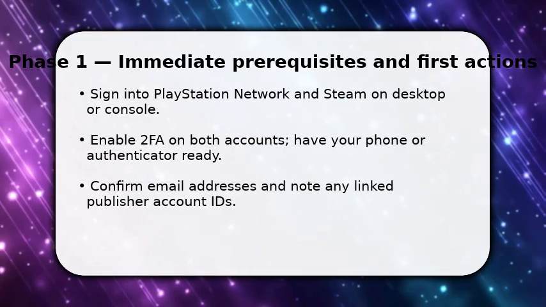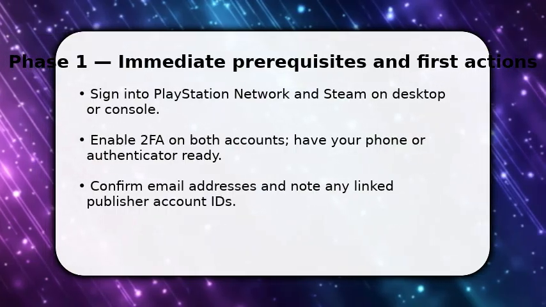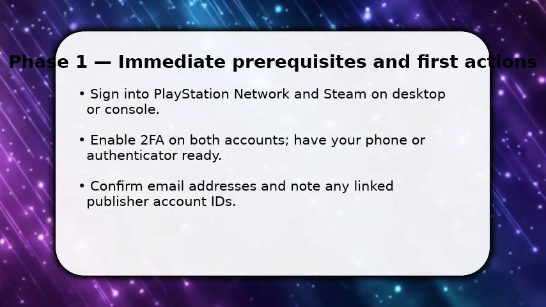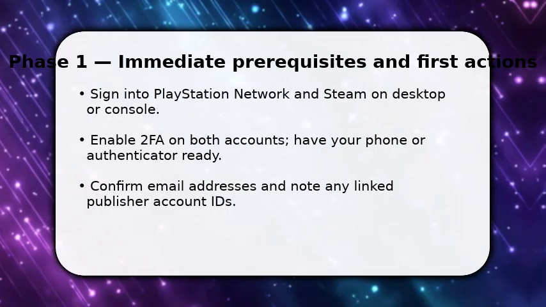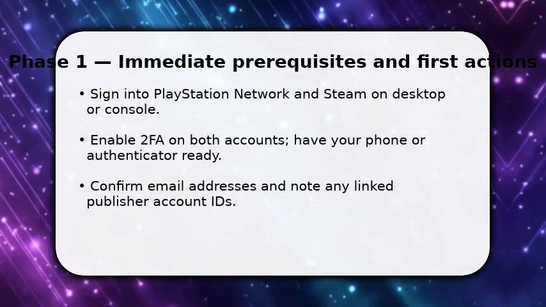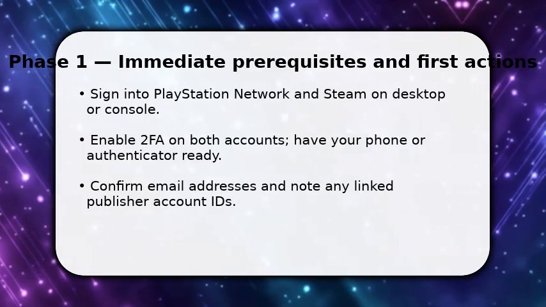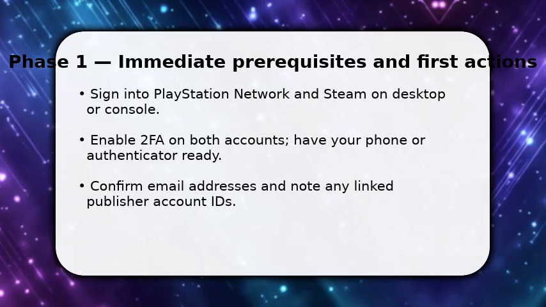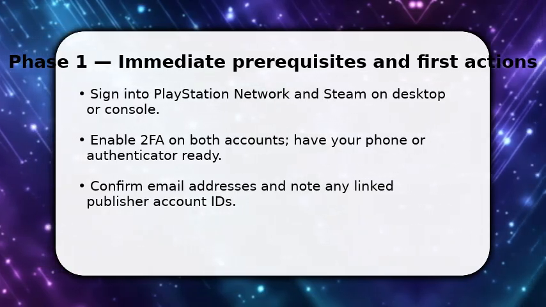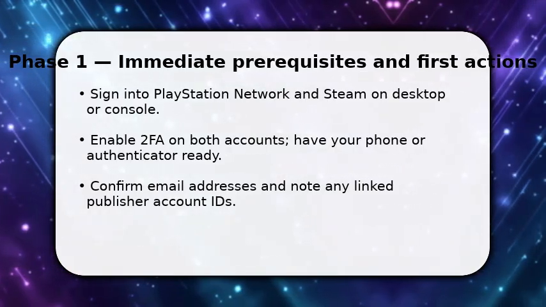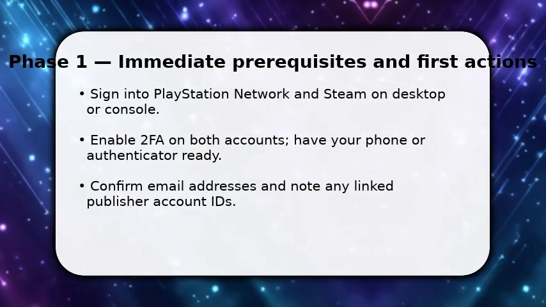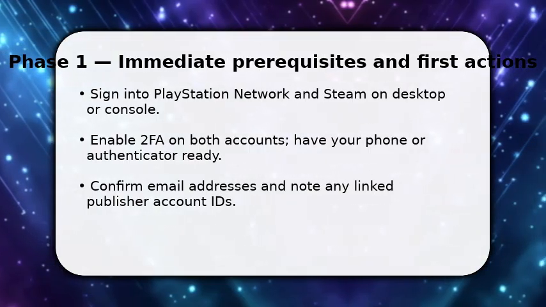You start by signing into both PlayStation Network and Steam. Do this on a desktop for clarity. Once logged in, enable two-factor authentication so you can approve the link securely. Make sure the email addresses match or that you can access both inboxes, and jot down any publisher or game-specific account ID.